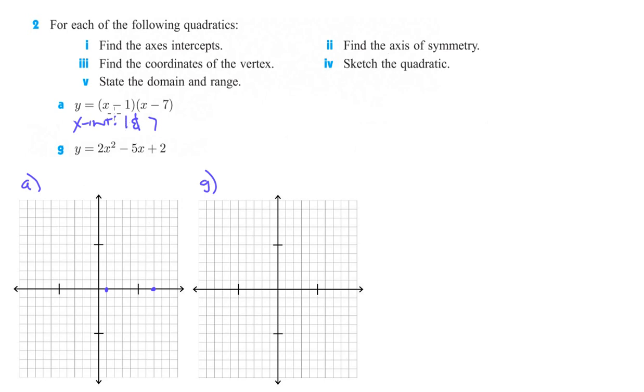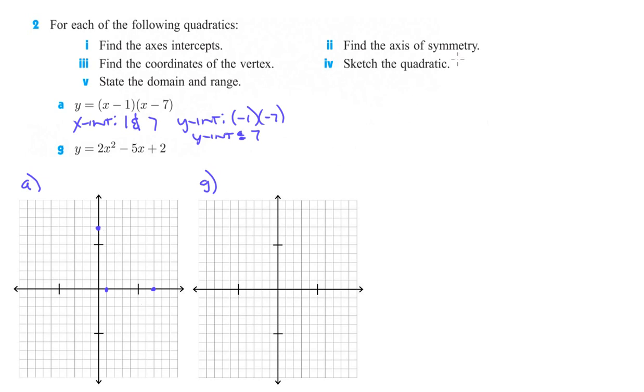Let's see. The y-intercept is when x equals 0. So let's do this. The y-intercept is going to be 0 minus 1 times 0 minus 7. So the y-intercept in this case is going to be positive 7. Okay? So we found the axes intercepts.